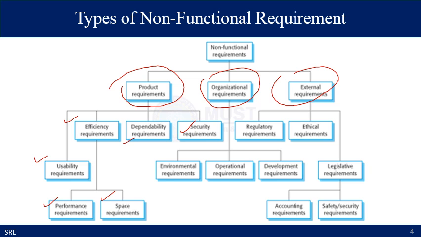Additionally, there are some external requirements such as regulatory requirements from any government or non-government organizations, or some ethical requirements which must be specified by a typical society. Additionally, there are some legal requirements such as accounting and safety security requirements. And we will discuss each of these briefly in upcoming slides.